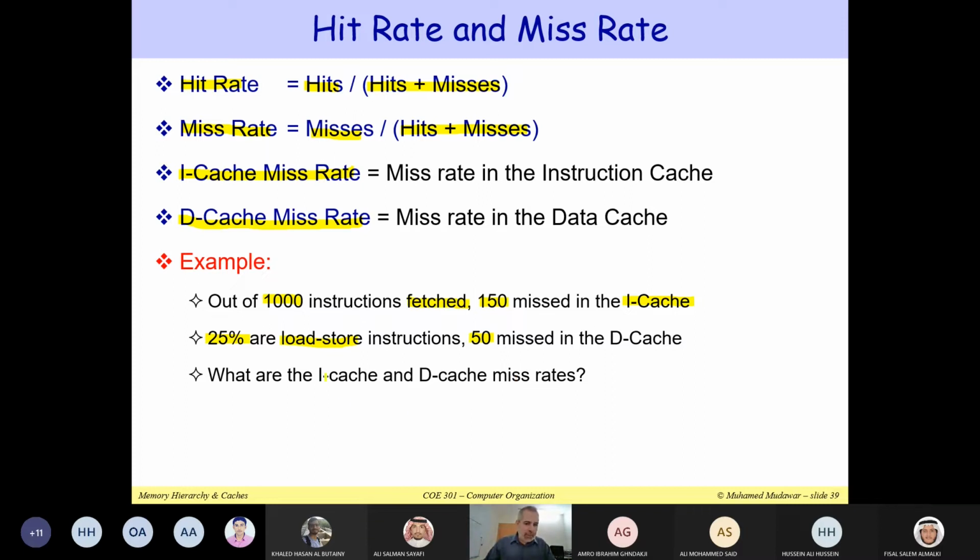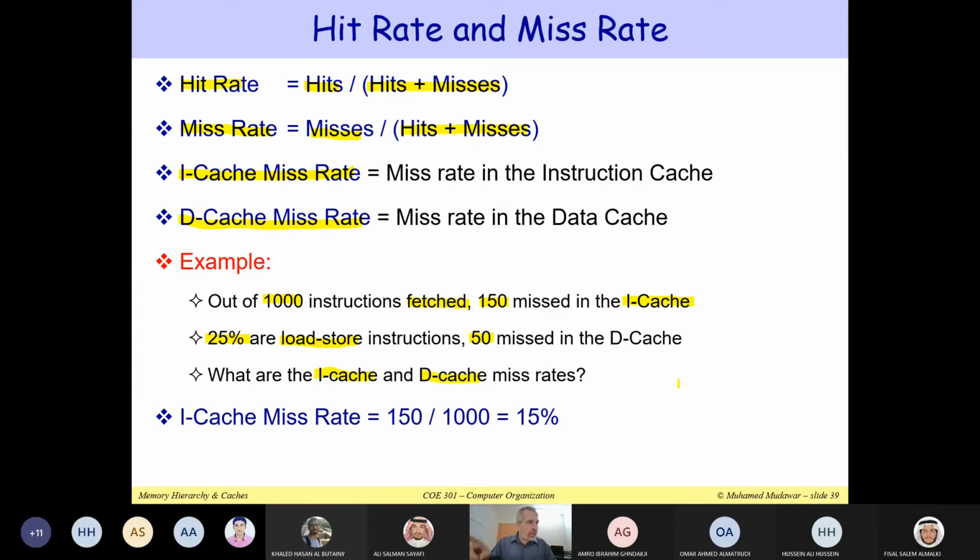So what is the I cache miss rate and what is the data cache miss rate in this example? Let us start with the I cache miss rate. What's the I cache miss rate? 150 over 1,000. So we divide 150 by 1,000, and we get 15%. Right. What is the data cache miss rate?